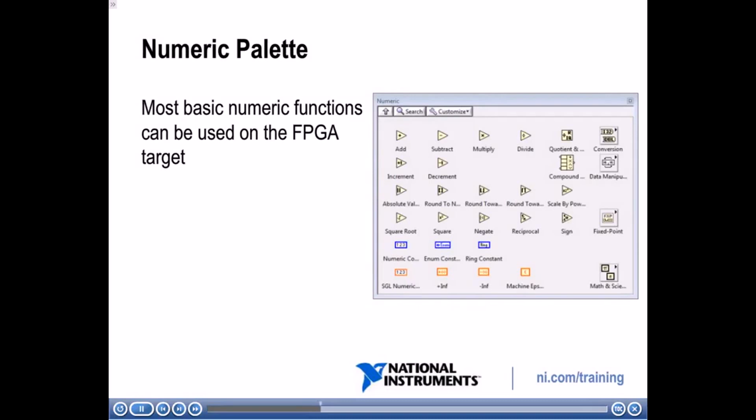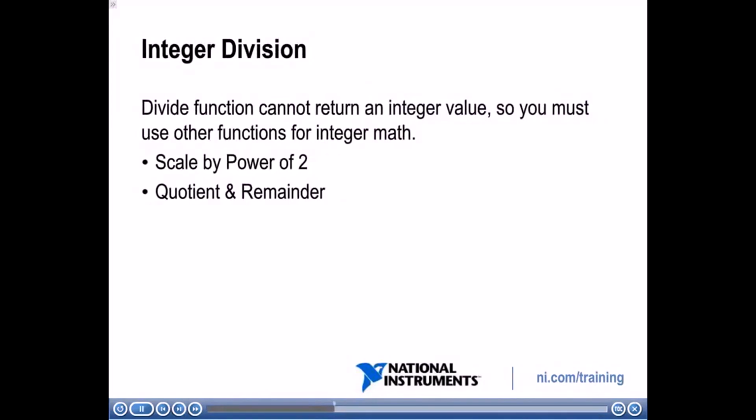So let's take a look at the numeric palette. A lot of the basic numeric functions on the FPGA target are still available to you. So you have addition, subtraction, and things like that. Let's talk about integer division. If you're taking a divide function and you have two integers going into that divide function, it's not going to return an integer value. It's actually going to return a double precision floating point value, which is not supported on FPGA. So you must use other functions for integer math.